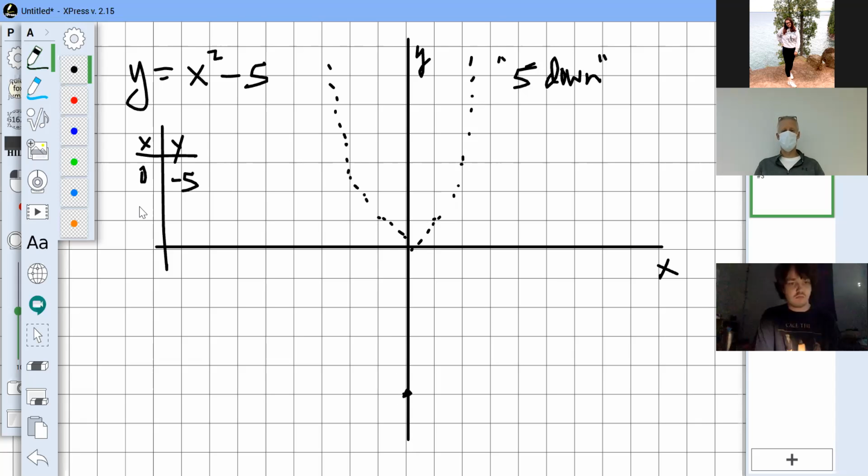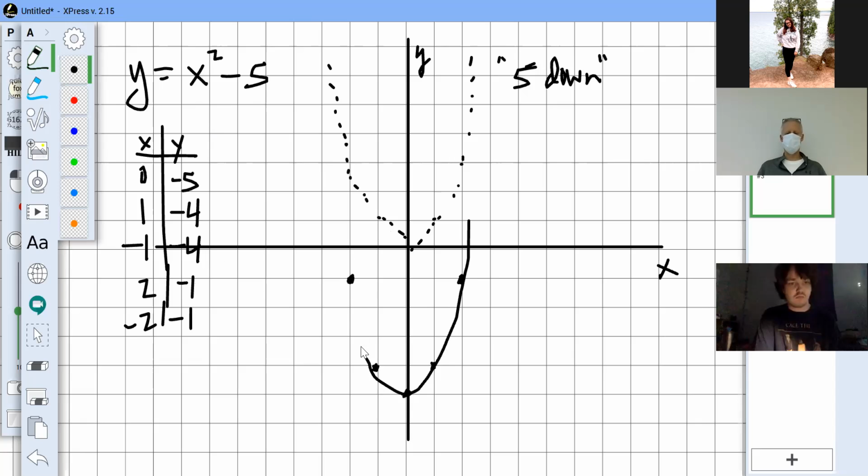If I put in 1, I get negative 4. If I put in negative 1, I get negative 4. Instead of 1, 1, negative 1, 1, it's down here. I put in 2, I get negative 1. I put in negative 2, I get negative 1. Squaring the 2 and the negative 2 gives you 4. 4 minus 5 is negative 1. So the graph of x squared minus 5 is the same size as x squared. It's just translated down 5 units.